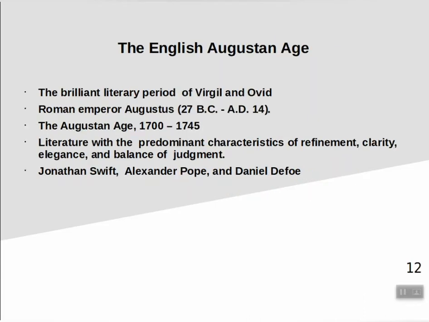The English Augustan Age derives its name from the brilliant literary period of Virgil and Ovid under the Roman Emperor Augustus, from 27 BC to AD 14. In English literature, the Augustan Age, 1700 to 1745, refers to literature with the predominant characteristics of refinement, clarity, elegance, and balanced judgment. Well-known writers of the Augustan Age include Jonathan Swift, Alexander Pope, and Daniel Defoe.